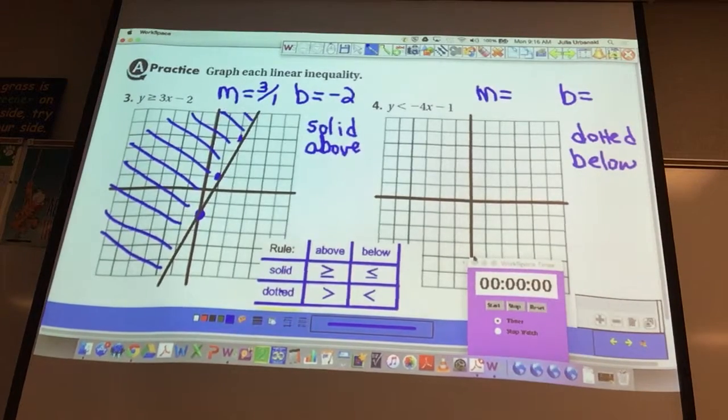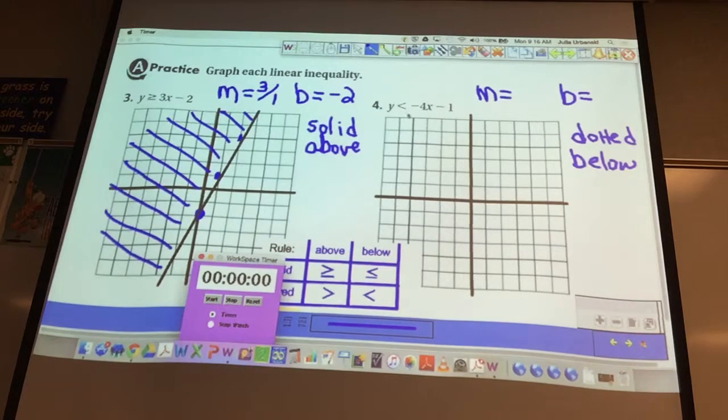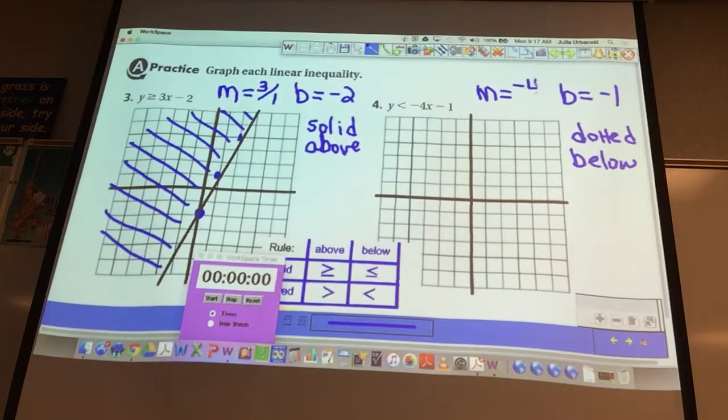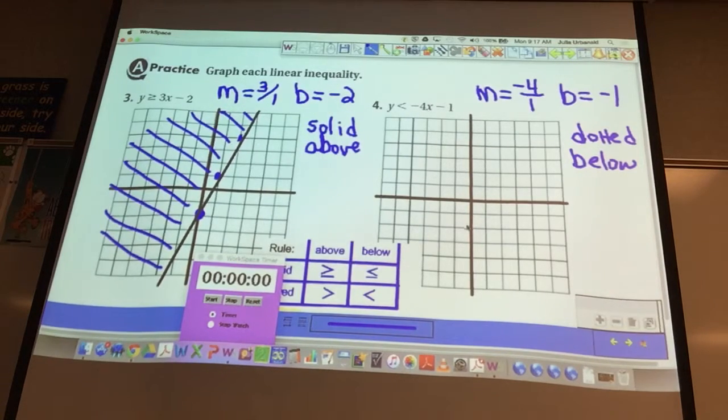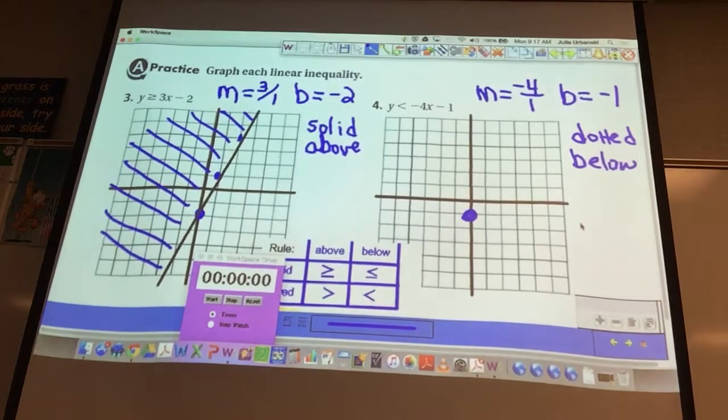For number 4, what is the y-intercept? -1. Good. What's the slope? -4. Down 4, right 1. So I'm going to start at the -1 here. And then we have to go down 4 and right 1. 1, 2, 3, 4, and right 1. If it goes off your graph, you just go opposites. Do up, forward, left.